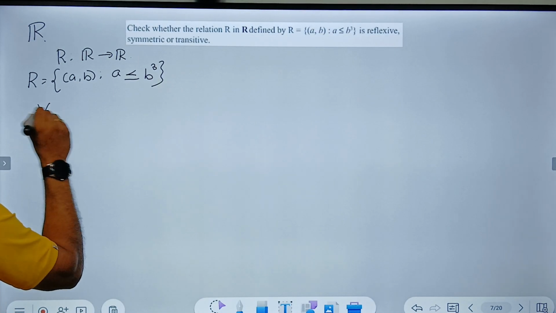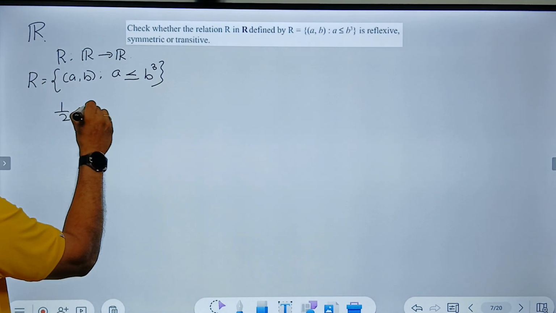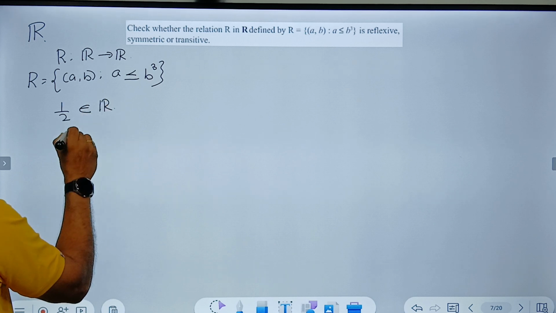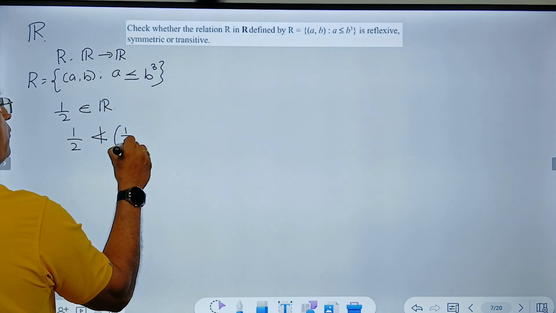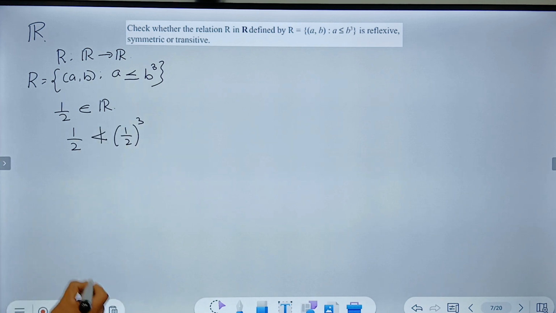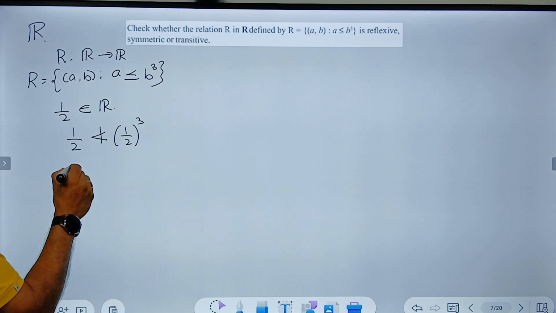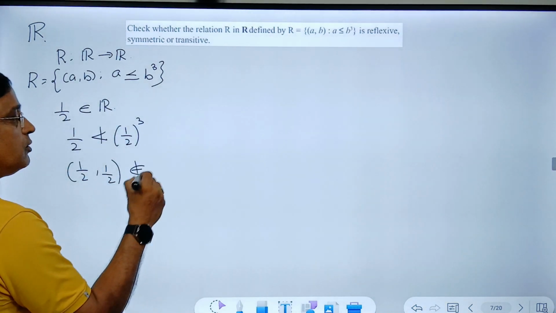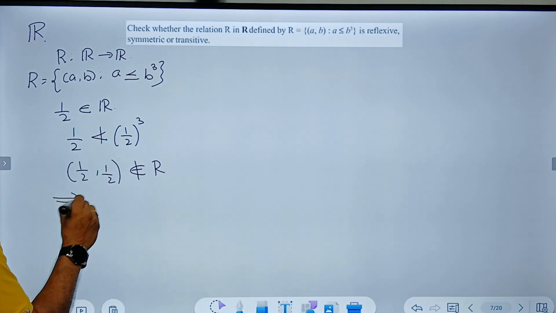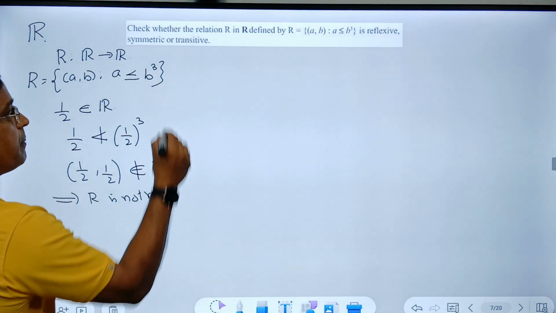For example, I take the same example, 1/2, belonging to real numbers. Clearly 1/2 cannot be less than (1/2) cube. Why? 1/2 is 1/2, and the cube is 1/8. So obviously, when the denominator becomes more, the fraction will be less. So clearly (1/2, 1/2) does not belong to R. This shows that R is not reflexive.